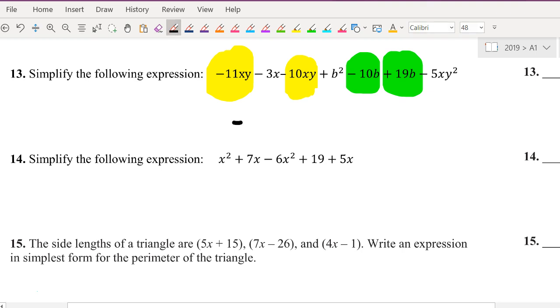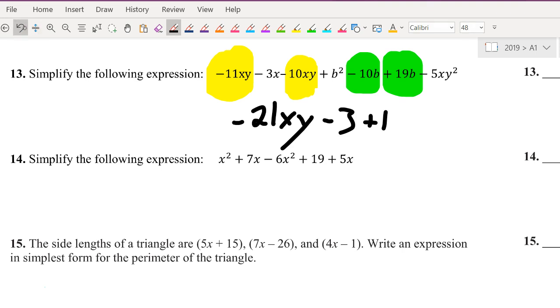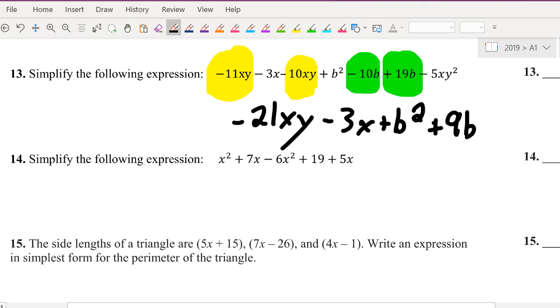We're going to combine those. We get negative 21 XY. Negative 3X plus B squared, because, oh, I forgot the X. Okay, what about negative 10 and positive 19? 9B. And then negative 5XY squared. Yeah, that's what I thought. Exactly.